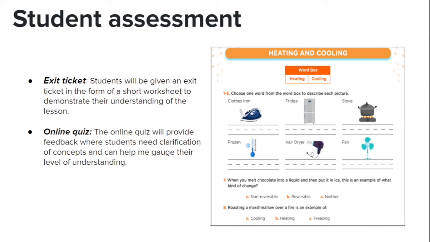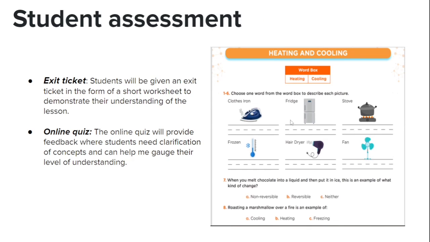How to gauge that learning has happened? I will be using an ongoing assessment, or a formative assessment, in the form of the Kahoot quiz to know that students are learning and they are grasping the concepts correctly. And at the same time, it'll give me feedback on questions or concepts where students need clarification.